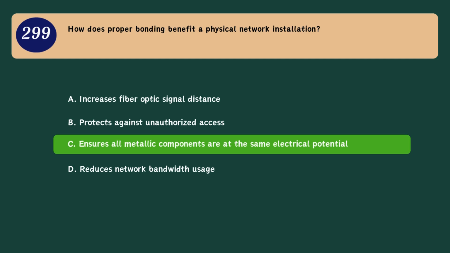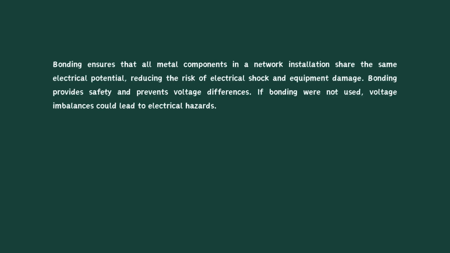Correct answer. C. Ensures all metallic components are at the same electrical potential. Bonding ensures that all metal components in a network installation share the same electrical potential, reducing the risk of electrical shock and equipment damage. Bonding provides safety and prevents voltage differences. If bonding were not used, voltage imbalances could lead to electrical hazards.